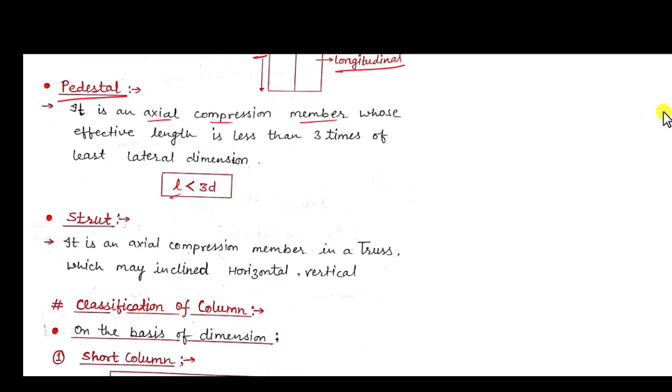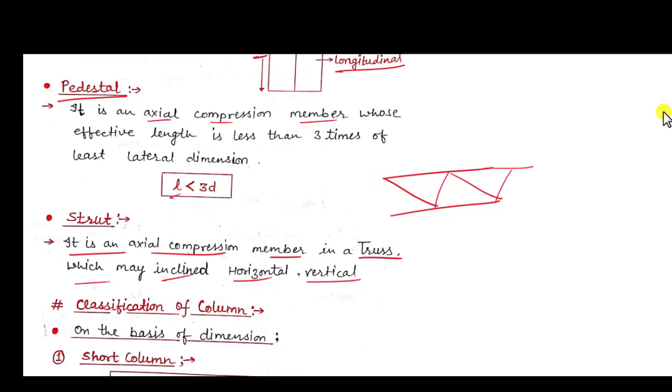Third one is strut. It is an axial compression member in a truss. A strut is found in the truss, and it may be inclined, horizontal or vertical. You must have seen this truss. So these are the struts provided. It is inclined, and it can also be vertical, and it can be horizontal also.